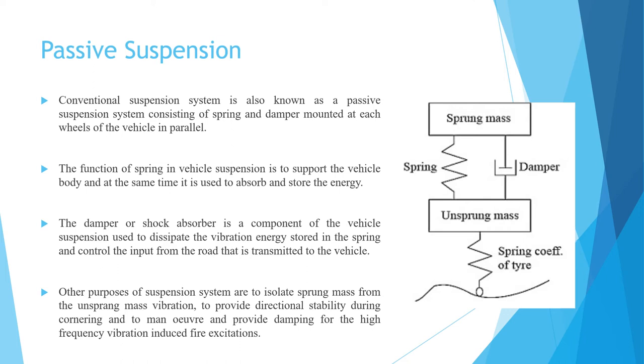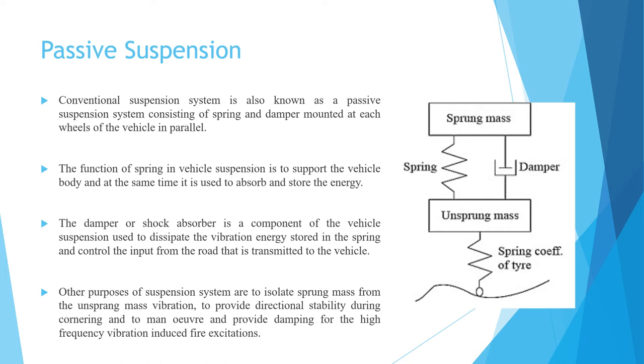Other purposes of the suspension system are to isolate the sprung mass from the unsprung mass vibration, to provide directional stability during cornering, and to provide damping for the high frequency vibration induced in the tire by road excitations.